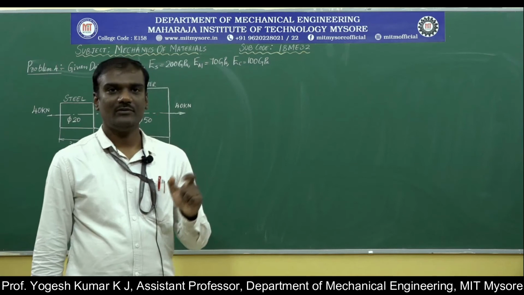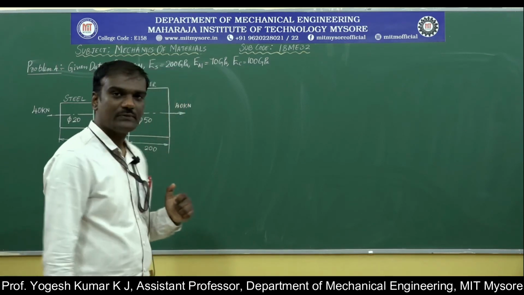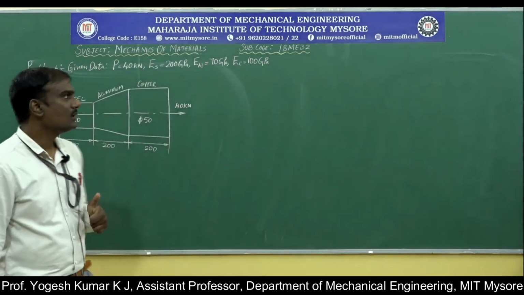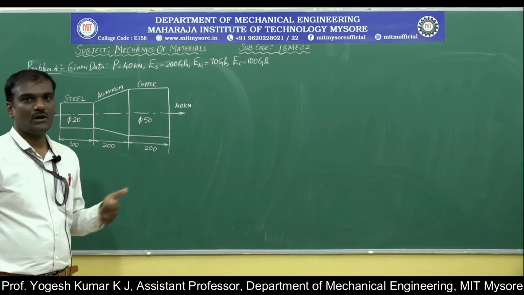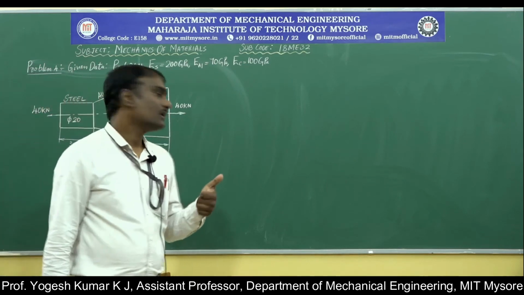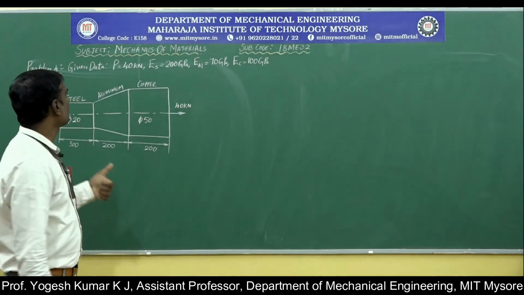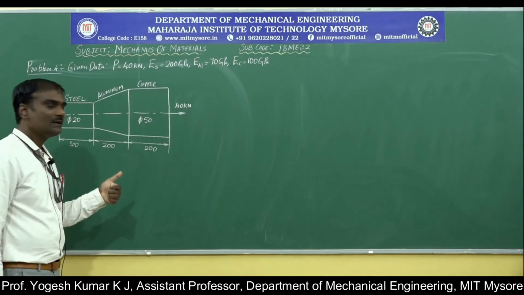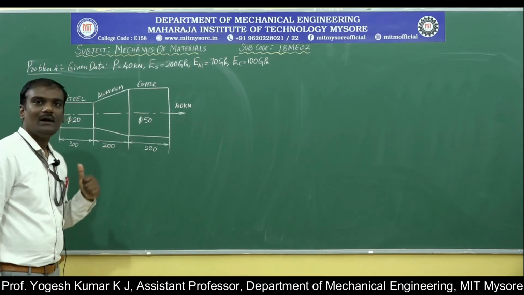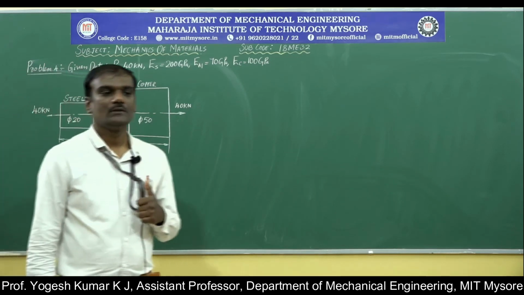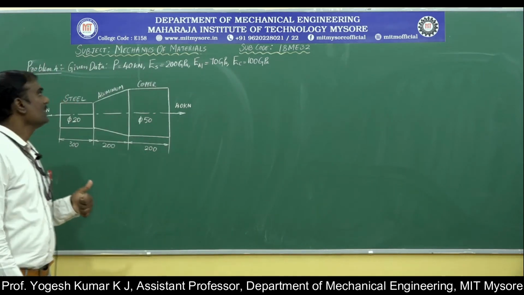I will repeat the problem once again. A stepped bar as shown in the figure is subjected to an external load of 40 kilonewton. Determine the total elongation of the bar. Take Young's modulus of steel as 200 gigapascal, Young's modulus of aluminum as 70 gigapascal, Young's modulus of copper as 100 gigapascal. As I said, we should start the problem by identifying the given data.